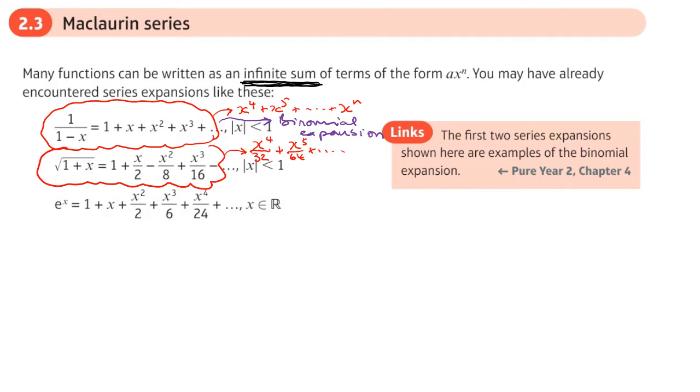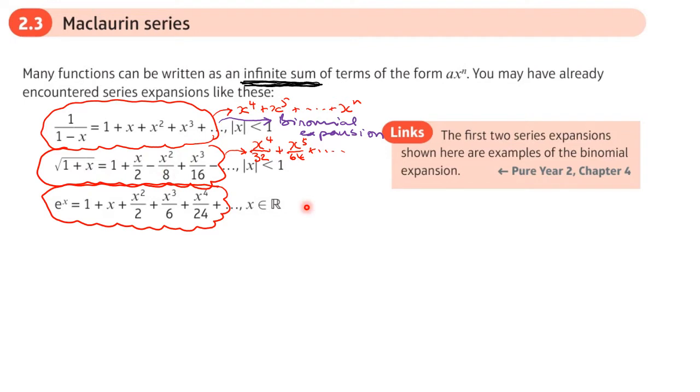And the last one, you may have seen this already when you were studying e to the x, that actually can be written as that sum. And what the Maclaurin series allows you to do is to work these out from scratch. So you'll be able to work out why e to the x is this infinite sum, or why this is this infinite sum, and lots of other things as well.